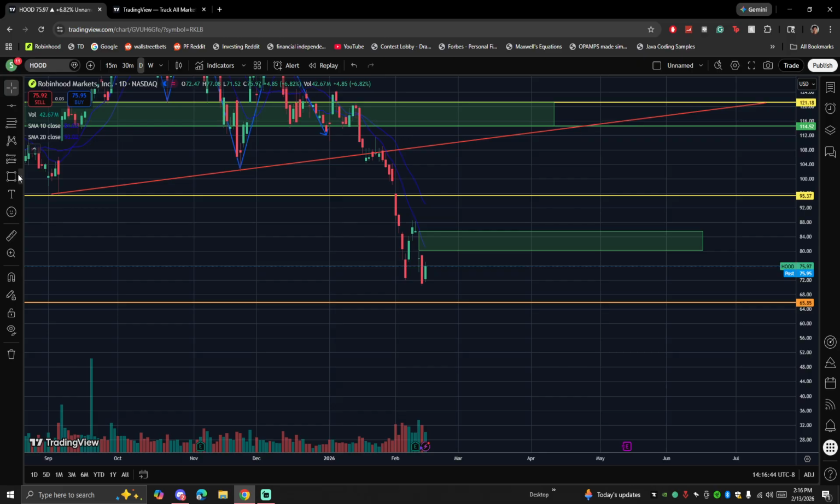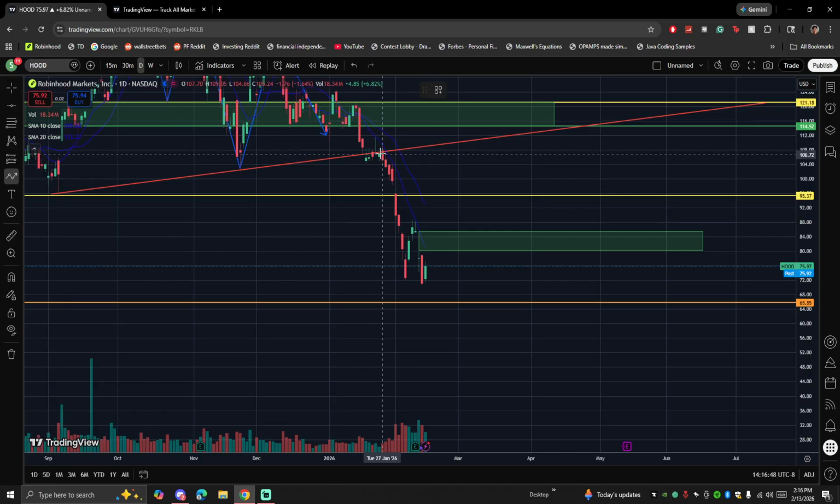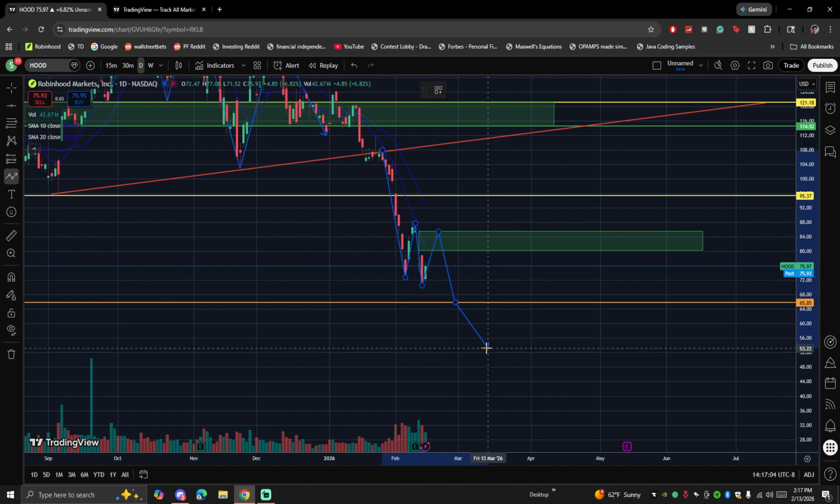So if I want to draw my path, here's Robinhood, higher, lower high, kind of made a lower low here. I would say that Robinhood probably could potentially come back up to the zone, fill it out, and then go 65.